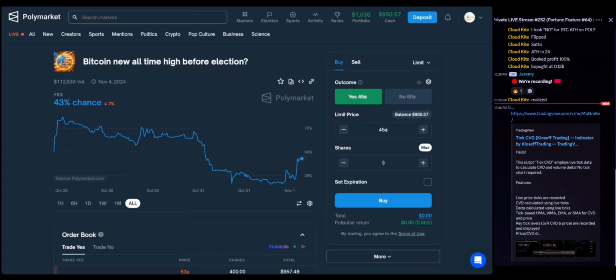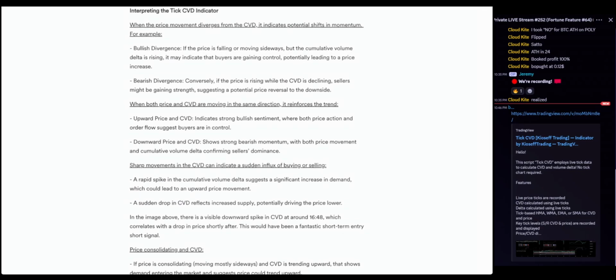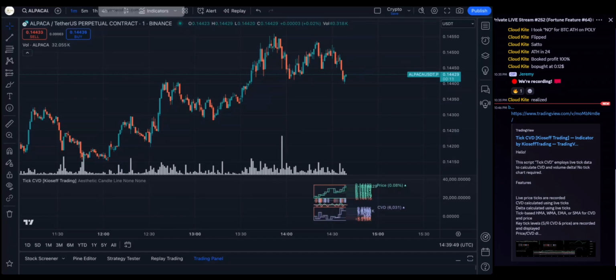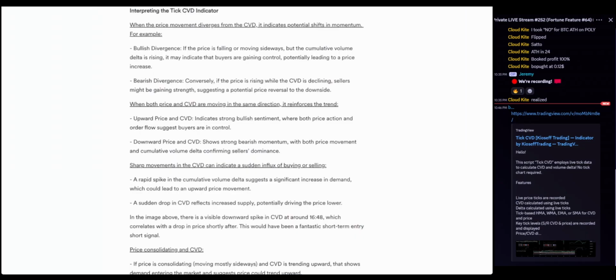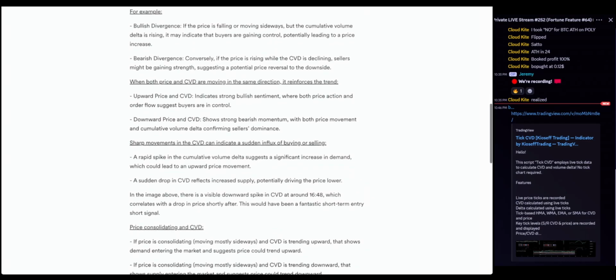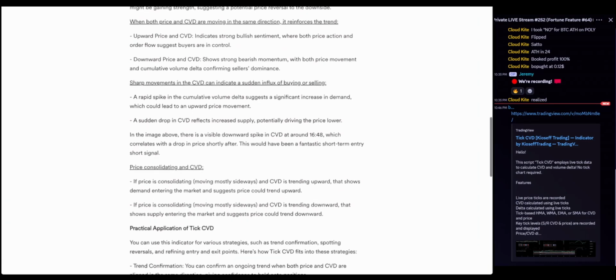Wouldn't really be using divergence as much. Well, maybe. Guys, let me just quickly explain what divergence is. If price is falling a little bit or going sideways, but CVD, which is the indicator that we have right here, is rising, then that can indicate that buyers are getting control, and that could be a great sign for you to execute a market or limit order to long.